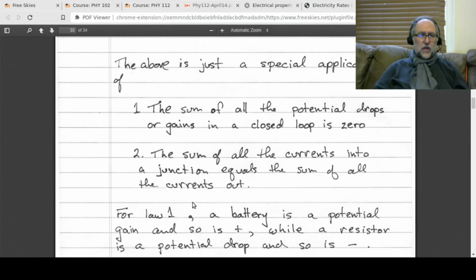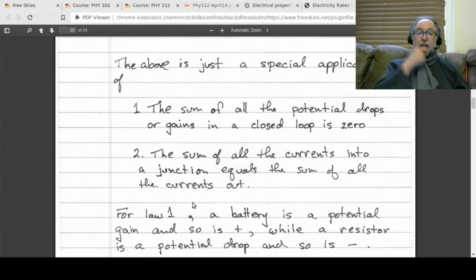Now, we're not going to study Kirchhoff's laws formally, but they can be used to analyze very complicated circuits. And since we already kind of implicitly use them, I might as well mention them. Basically, Kirchhoff's laws, there's 2 of them. One of them says that if you take any circuit and you go in a loop, and you add up all the potential drops and all the potential gains, they basically have to add up to 0 in any loop.